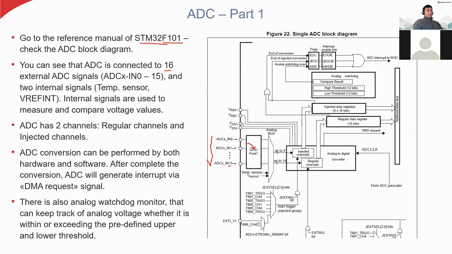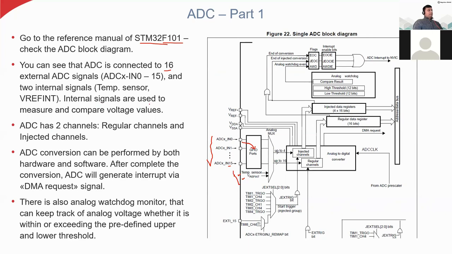So I can set up as a timer or I can set up as an ADC or SPI. So it's up to the user. But we have 16 signals which correspond to the ADC function, and two internal signals. So these are the two internal signals: the temperature sensor and the V reference, which is the reference voltage that you can set up. So it means it has two internal signals and 16 external signals to this microcontroller.